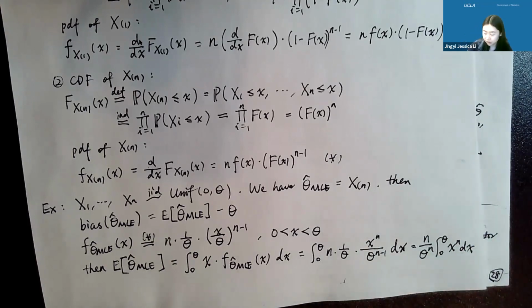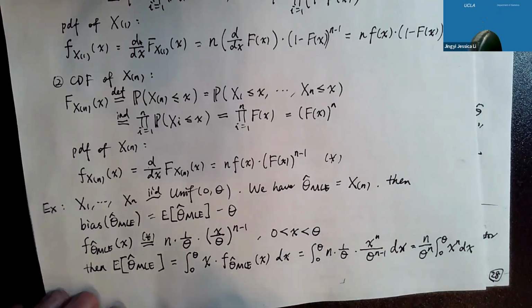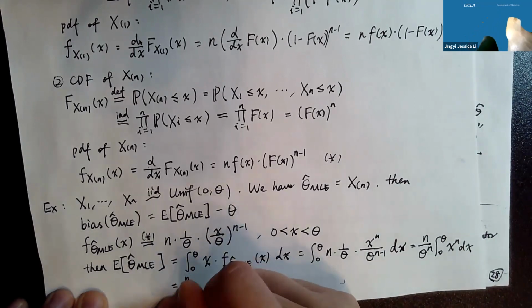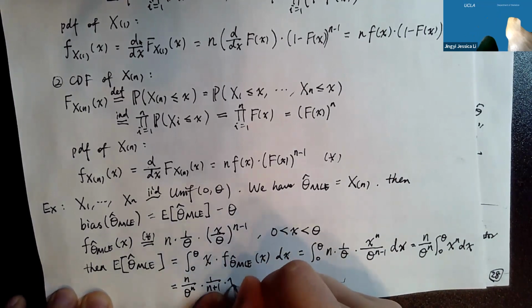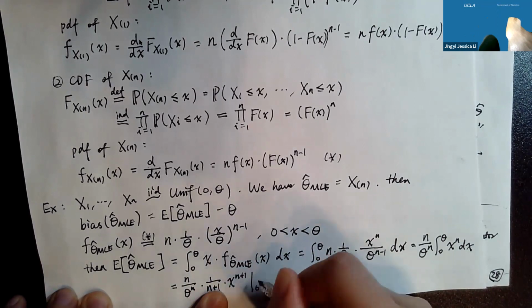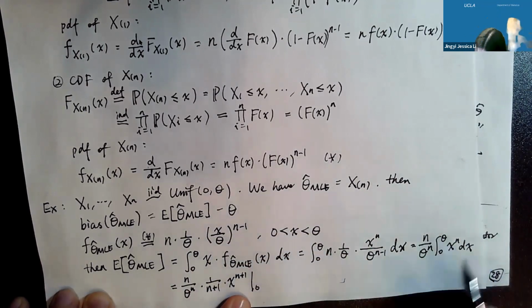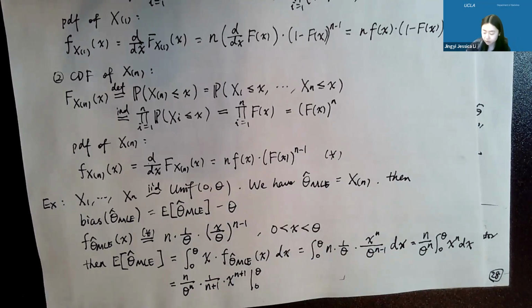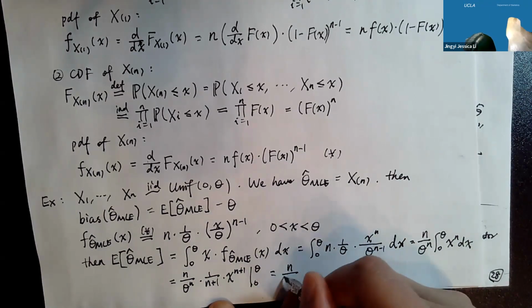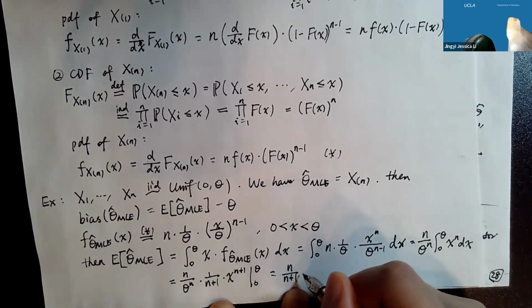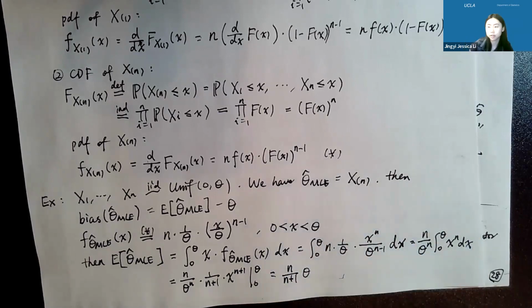Then we know how to do the integration here. It would be x to the power n plus 1 over n plus 1, evaluated at the two extremes, 0 and theta. And then we can see that the result is n over n plus 1 times theta. That's the expectation. With this, we can go back to the bias.